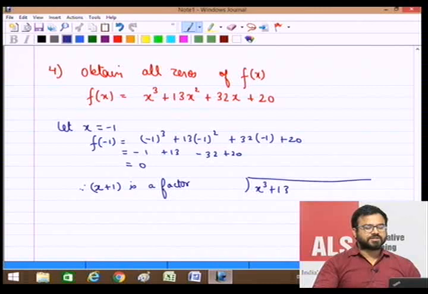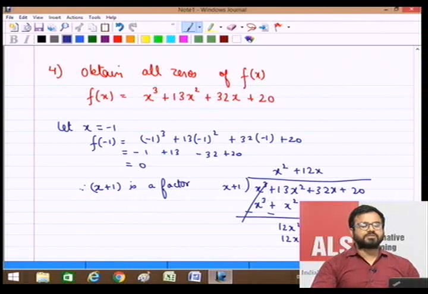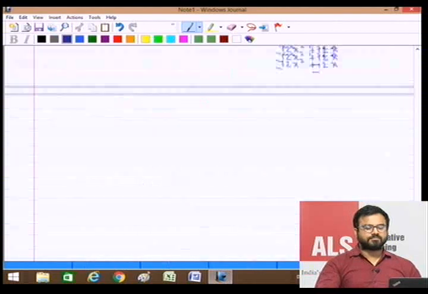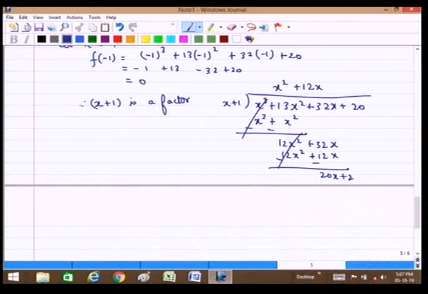Now, if x plus 1 is a factor, you can do the long division. So, x cube plus 13x square plus 32x plus 20 divided by x plus 1. We get x square times x plus 1, which is x cube plus x square. Then 13 minus 1, 12x square plus 32x. Multiplying by 12x, we get 12x square plus 12x. Again subtracting, this will get cancelled, we get 20x plus 20, and this will be plus 20. So 20x plus 20 and 0.